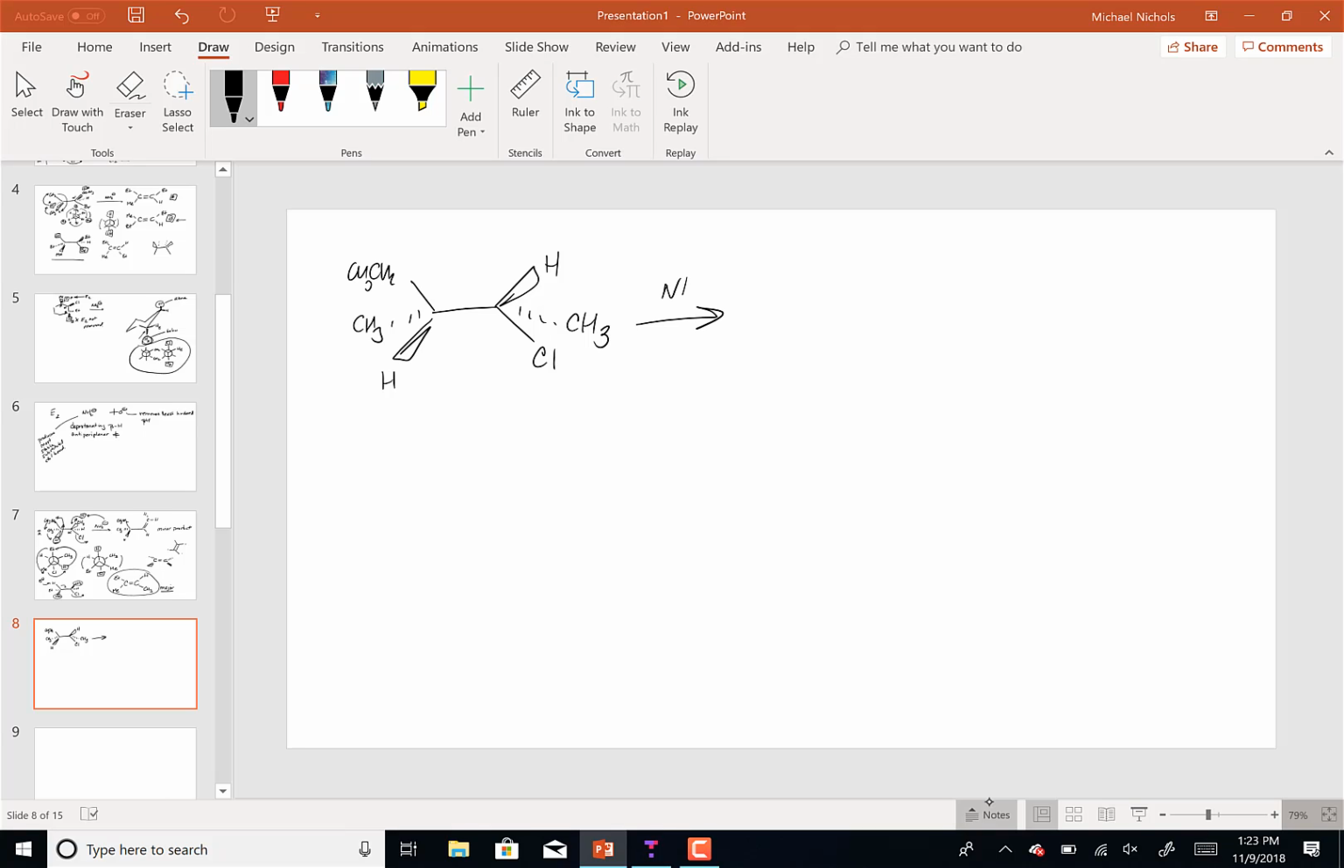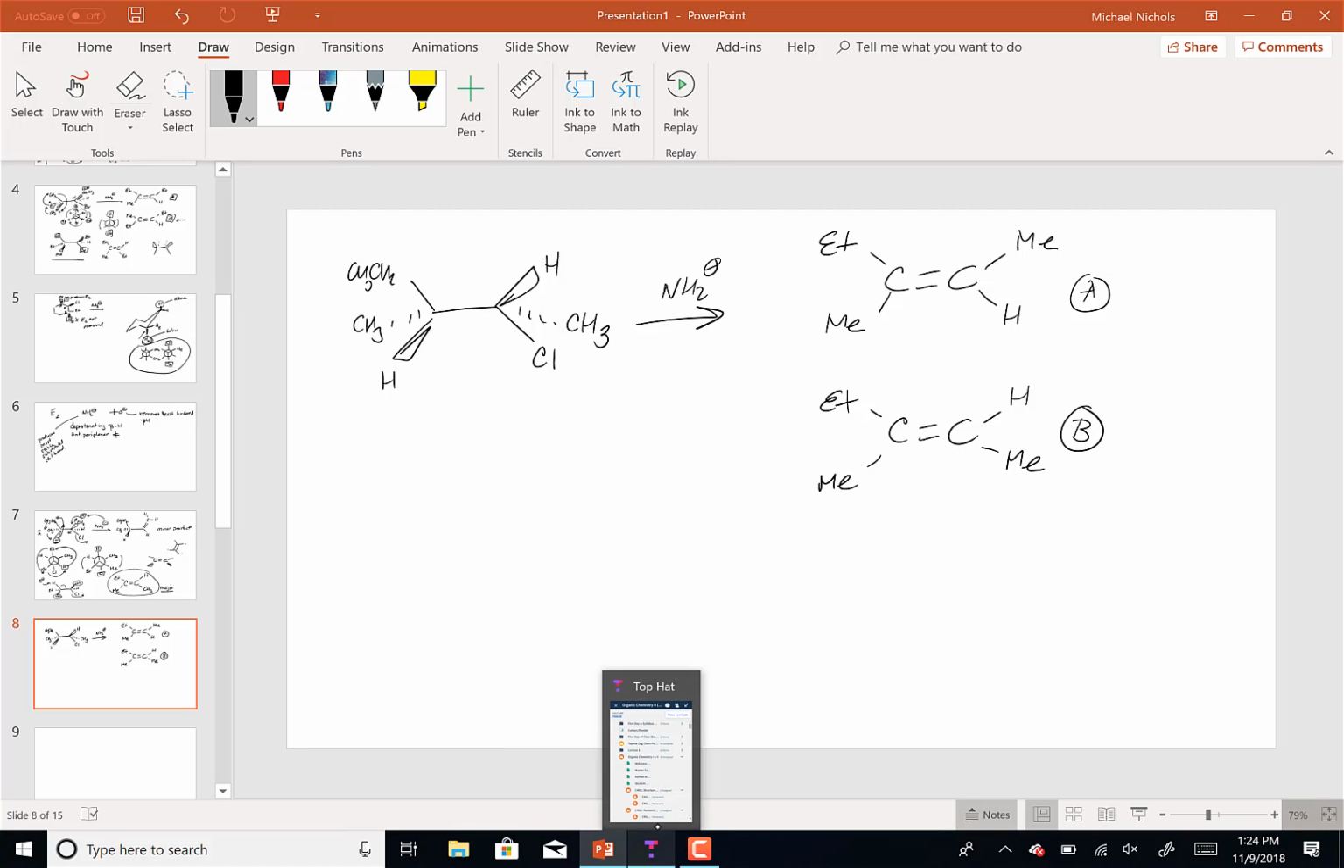And we'll say this reaction goes NH2 minus. So here's what I need you to tell me. I need you to tell me which one of these two is the major product of this reaction. The one where we've got the ethyl, methyl, hydrogen, or the one where the methyl groups are either trans or the methyl groups are cis. We'll call this one A, we'll call this one B. So which is the major product of this reaction? A or B?